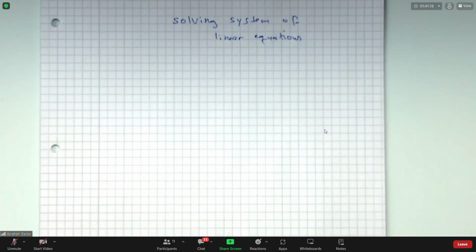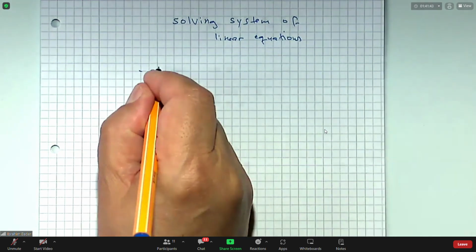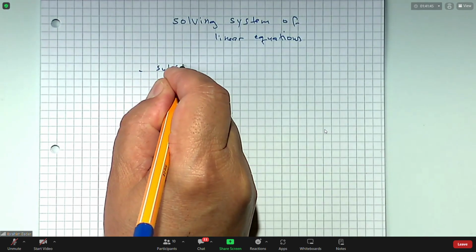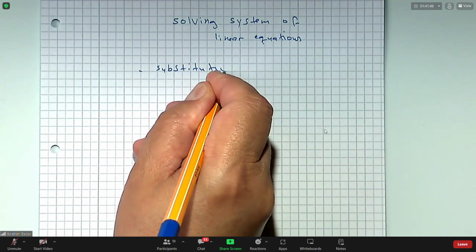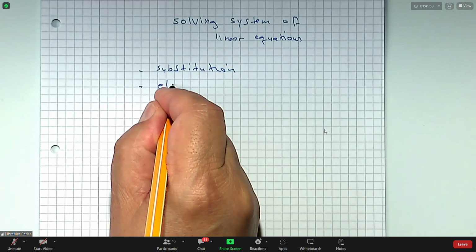Okay, solving systems of linear equations. Last time we started with simple systems, and today, if you attended the tutorial this morning, we saw some simple methods like substitution and elimination. So we saw methods like substitution, and also elimination in general.